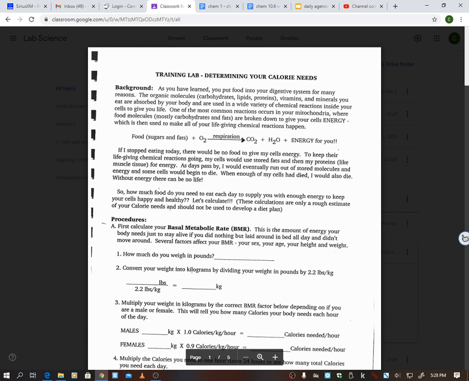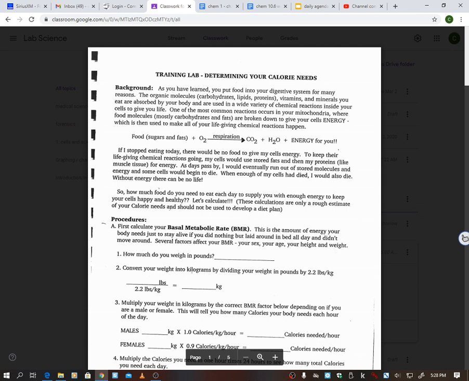So the background is, as you have learned, you put food into your digestive system for many reasons. The organic molecules, carbs, lipids, proteins, vitamins, and minerals you eat are absorbed by your body and are used in a wide variety of chemical reactions inside your cells to give you life. One of the most common reactions occurs in your mitochondria, where food molecules, mostly carbs and fats, are broken down to give your cells energy, which is then used to make all your life-giving chemical reactions happen.